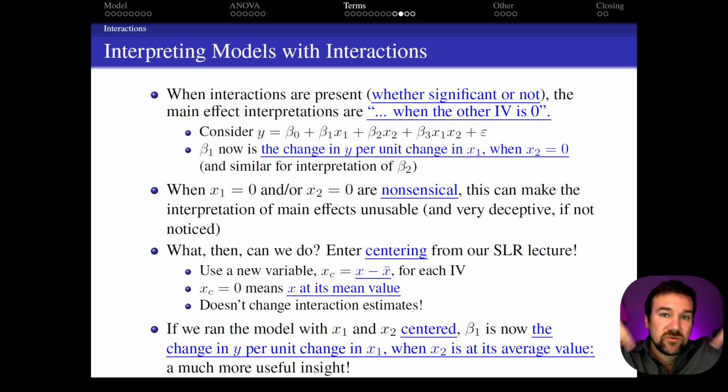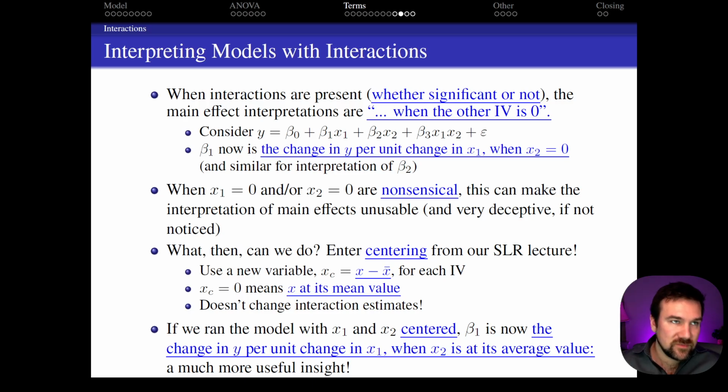But now if I do this for both of my independent variables, the interpretations of their parameter estimates are much better. It's still when the other variable equals 0, but now the other variable equals 0 means the other variable's at its average value. So in our case, the change in y per unit change in x, as x changes by 1, what's the change in y? Now it's when x2 equals 0, but if we centered x2, that's the same thing as saying when x2 is at its average value. And that does have a meaning. That actually is a very useful interpretation and a very useful test to run.